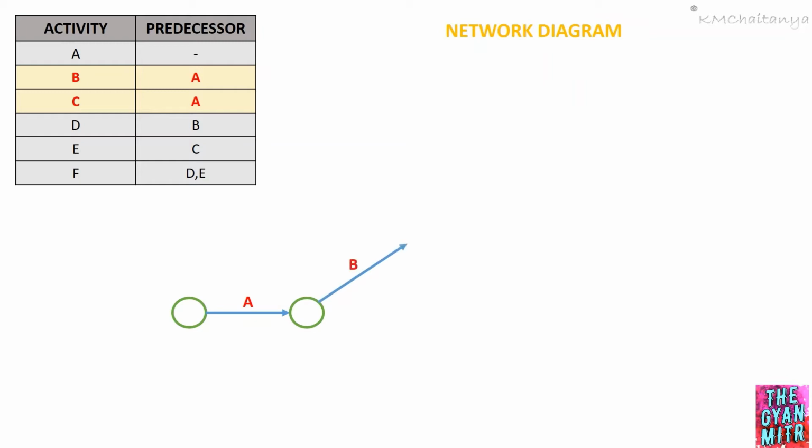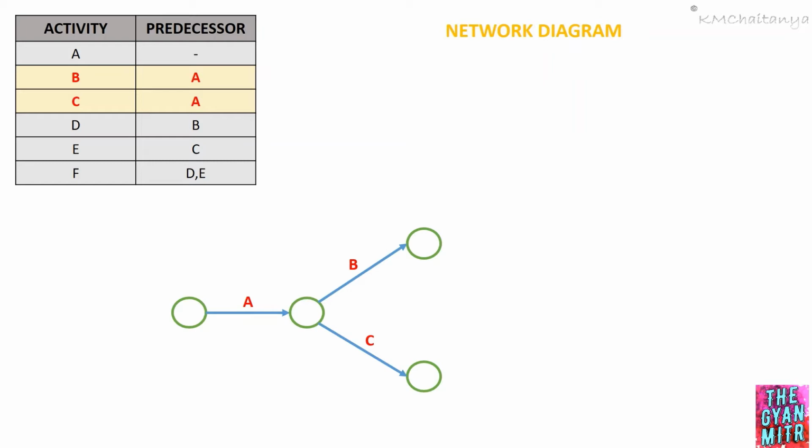After completion of activity A, activity B is going to start. Once activity B is completed, we have to show it with the help of an event. Similarly, we have to draw activity C after completion of activity A, and the completion of activity C has to be shown using an event. Now we can clearly see activity B and activity C are parallel activities.